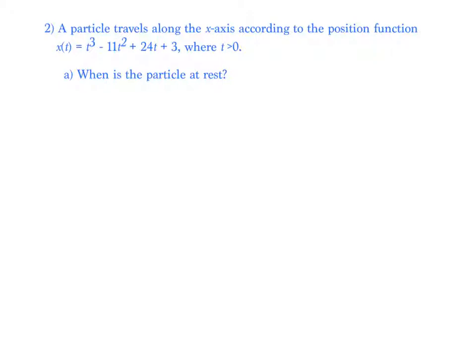When is the particle at rest? Just a reminder, particle at rest, we're talking about the movement. Movement indicates that we should be thinking about velocity. And if it's at rest, it's not moving to the left or to the right. It's not moving at all. It's resting, and that happens when v of t is equal to 0. So go ahead and do this first part, and then come back to me when you have an answer.